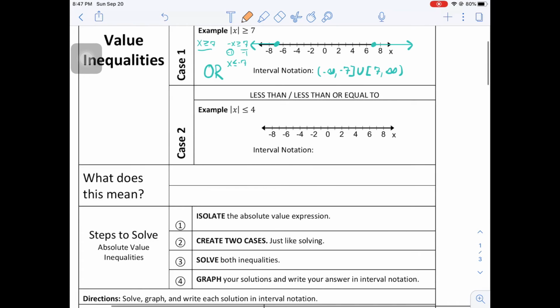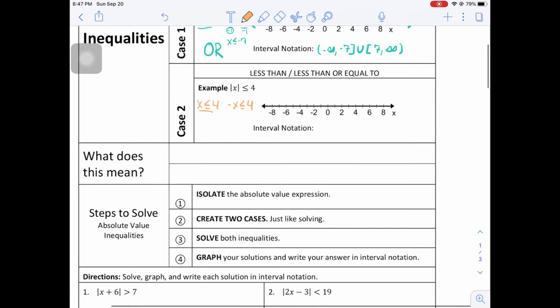Let's take a look at the next one. So this one is the absolute value of x is less than or equal to 4. So our two cases is x less than or equal to 4 and negative x less than or equal to 4. So the left side's already solved. Divide by -1 on the right side. We get x is greater than or equal to -4.